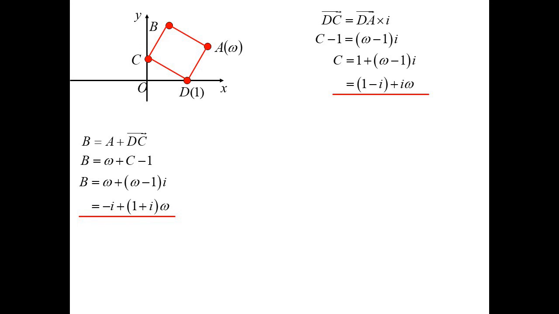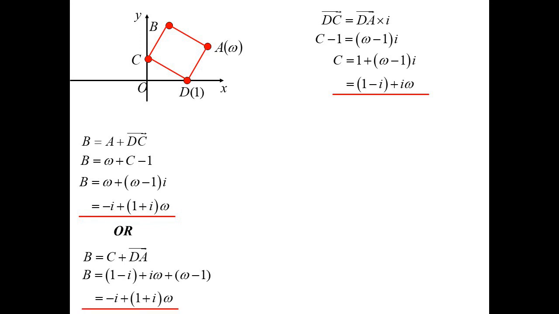Of course, I could have done it a different way. I could have said, from the point C, I'm going to add the vector DA. So we've got an expression for C. I'm going to add DA, head minus tail, so omega minus 1. Rearrange that, and thank goodness we get the same one. So there are different ways of getting it.